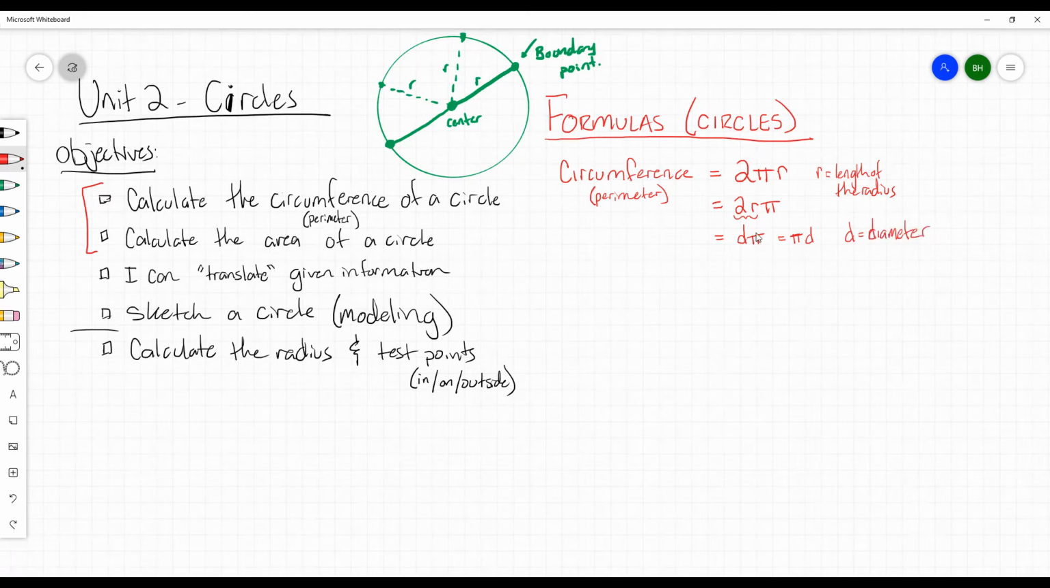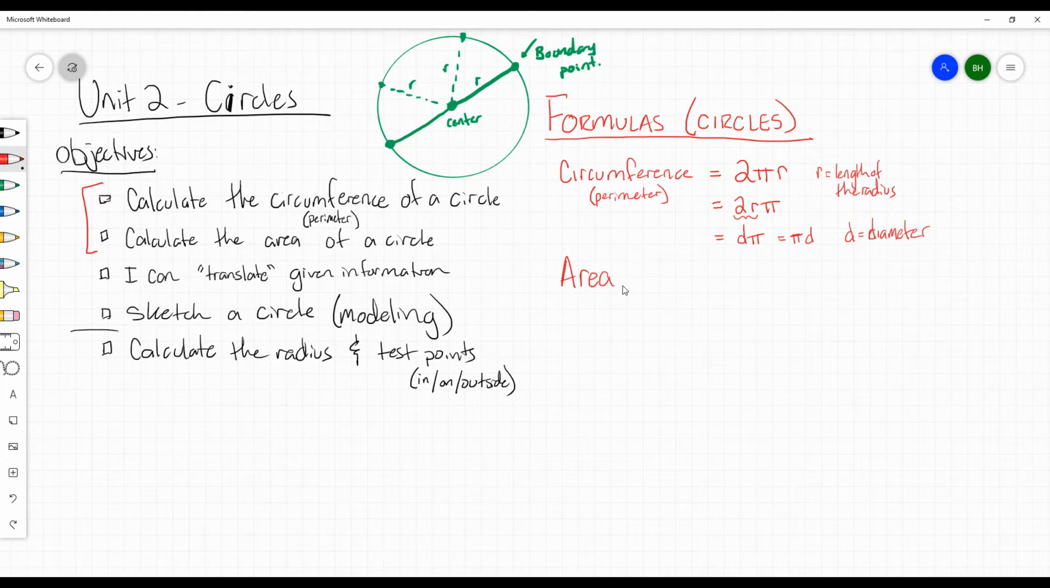So there's a couple different ways that you can articulate the circumference, and I just like to stick with 2 pi r because oftentimes we'll have r, and I don't want you to have to do extra work to find the diameter to solve for one of these. Okay, so that's the circumference. Let's look at the area.